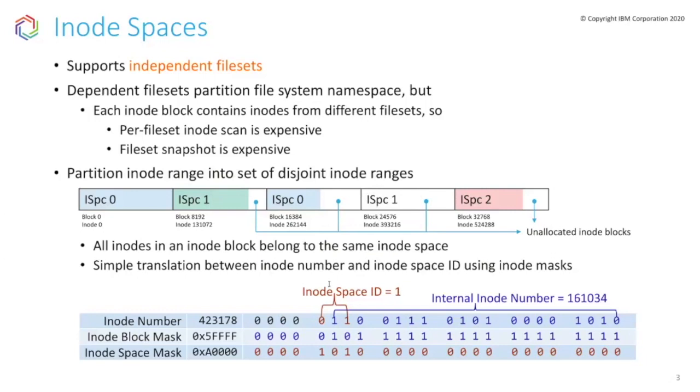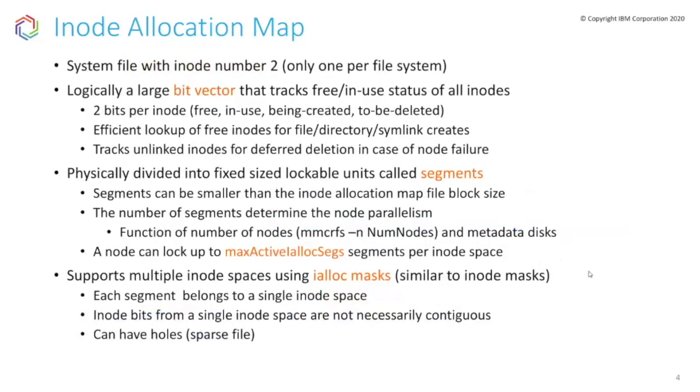So that's the basic idea of how we use block masks and space masks to partition a single inode file into multiple physical inode spaces, and gives all the benefits that independent file sets bring in. So you get better scanning performance of inodes, and you also get snapshots which dependent file sets don't have. So the Inode Allocation Map is the third important data structure, I would say, in the file system. The second being the file set metadata file.